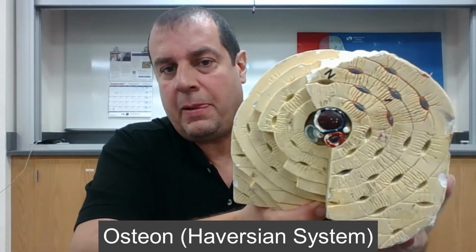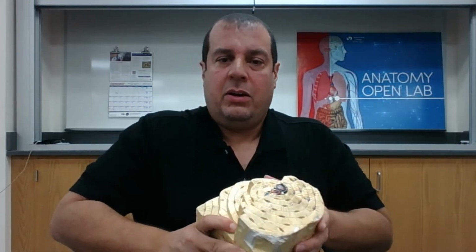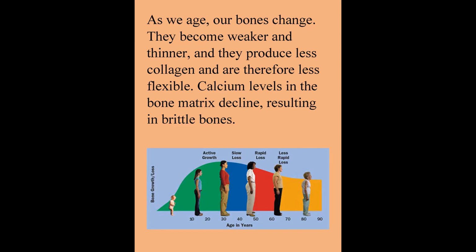Okay? All right. Okay, now let me finalize this video with just going over a clinical application of what happens to bones after a period of time. Okay? As we age, our bones change. They become weaker and thinner, and they produce less collagen, and are therefore less flexible. Calcium levels in the bone matrix decline, resulting in brittle bones.